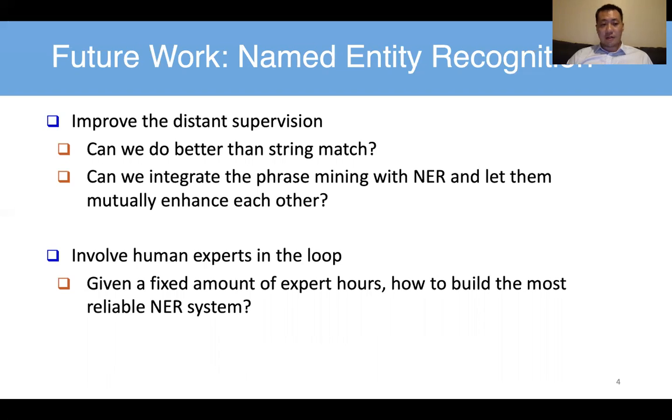And the second part is whether we can improve the performance by involving human experts in the loop when it comes to very specific scientific fields. Human experts, those annotators, could be really expensive. So given a fixed amount of their hours, how can we build the most reliable system, with a small number of annotations? Which kind of annotation is needed, right? I think active learning could be one of the options.